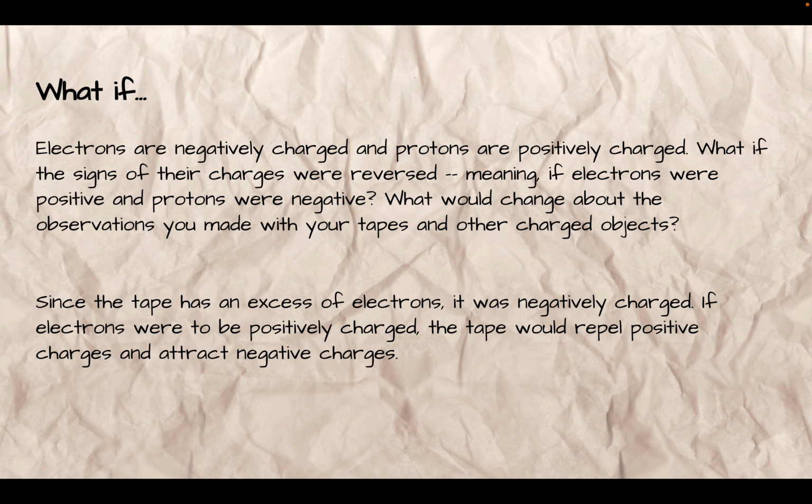For the what-if questions, this asks if electrons were positively charged and protons were negatively charged, how would it affect the interaction of the tape with other charged objects? Since the tape had an excess of electrons, it was negatively charged. In this scenario, it would become positively charged. The tape would still repel positive charges and attract negative charges. Something that would stay the same is that if the tape was brought near a neutral object, it would still be attracted to it because it's still a charged object, even though now it's positive as opposed to being negative.